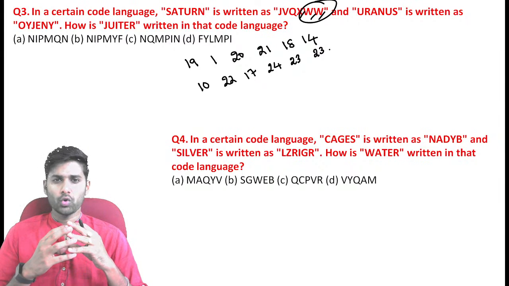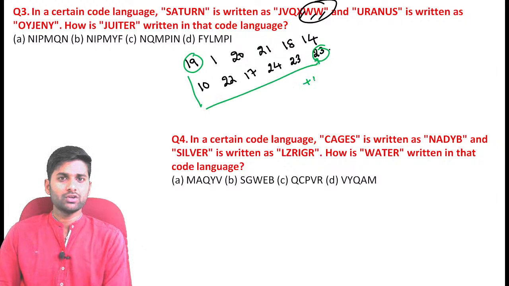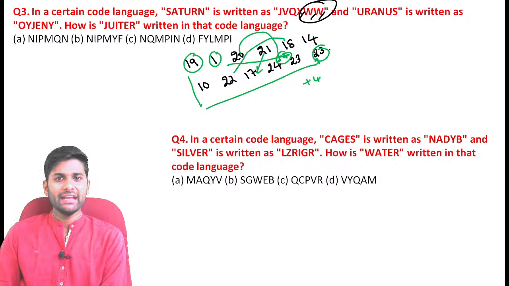That is not a proper coding language. Now you can focus on the first to the last, guys. If you focus on the first to the last, that is represented as plus 4. That is equal to plus 4. If you see the 1 to 23, I can represent it as minus 4 variables, guys. Again 20 becomes 24, plus 4; 21 becomes 17, minus 4; 18 becomes 22, plus 4; and 14 becomes 10, minus 4.